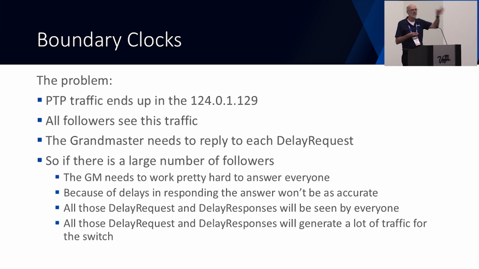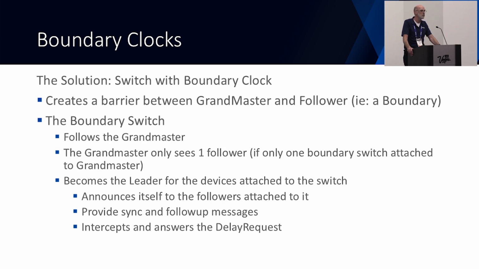And by the time he answers when he actually got this packet, sometimes time has passed, so it makes things more complicated. And by the way, all these responses and requests being multicast, all the followers are seeing that traffic. So I'm increasing the traffic on my network. I'm increasing the traffic my followers are seeing. On a big system that can become a problem. So the solution, the switch with a boundary clock implementation. What is that? Well, what it does is it creates a barrier between the Grandmaster and the followers. That's why we call it a boundary clock, right?